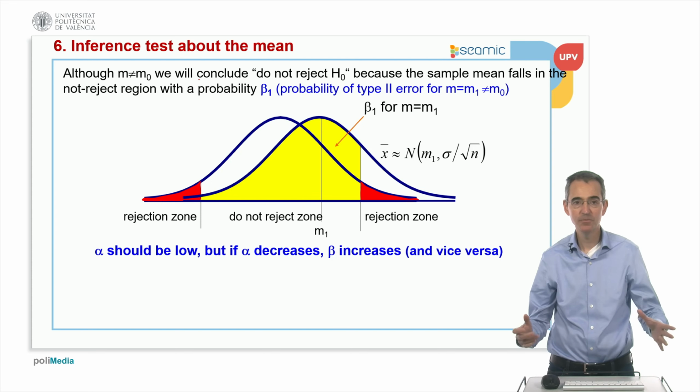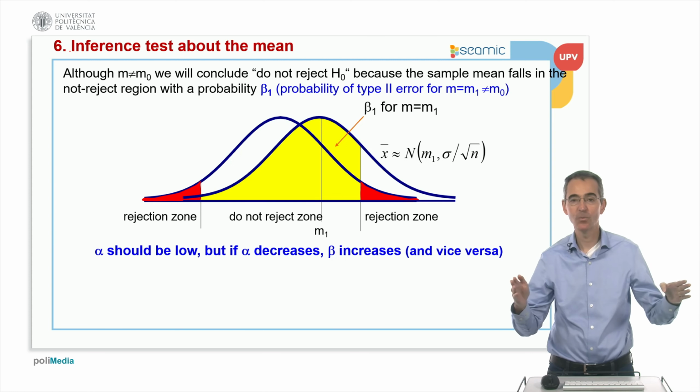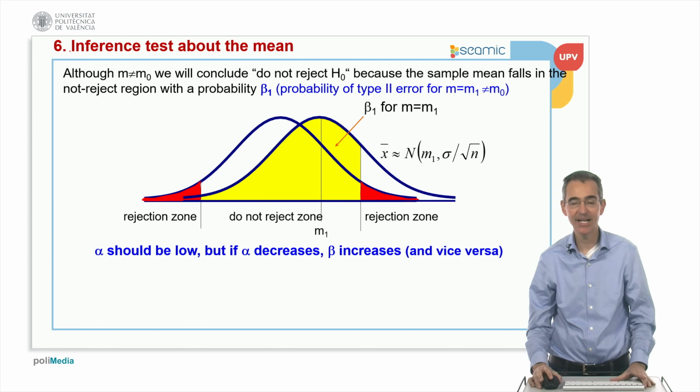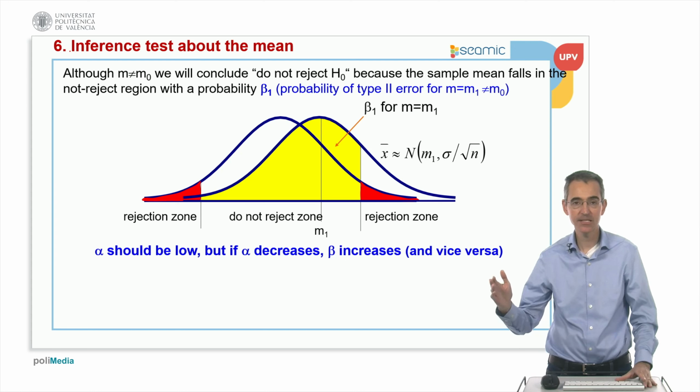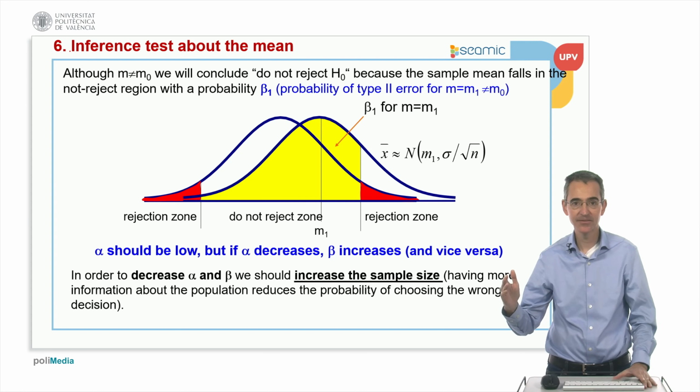Then both should be low. But what happens? Alpha should be low and beta should be low, but if I decrease the value alpha, then beta increases. You can see it here. If the value alpha decreases, the error in red is smaller, and the range of do not reject becomes wider. So the red error becomes smaller and the yellow error becomes bigger. So you can see here that if alpha decreases, then beta increases, and vice versa.